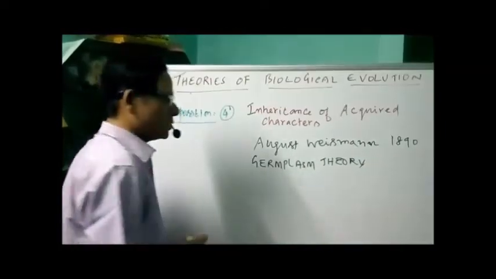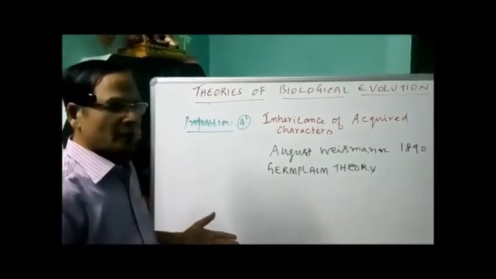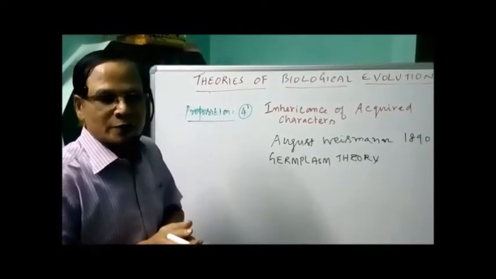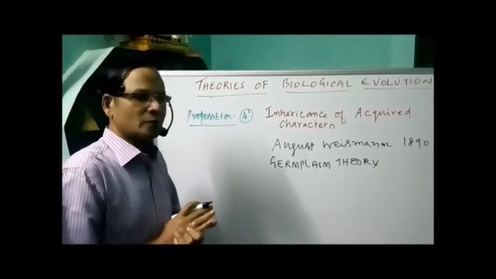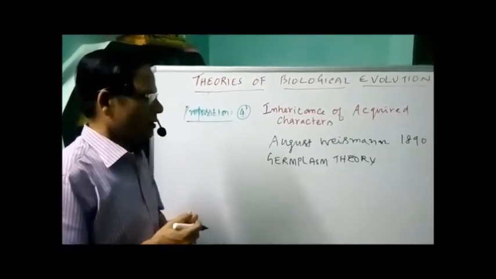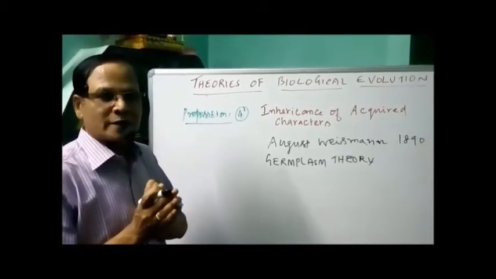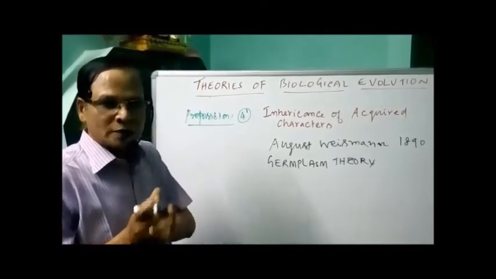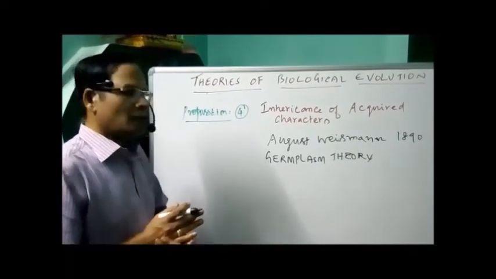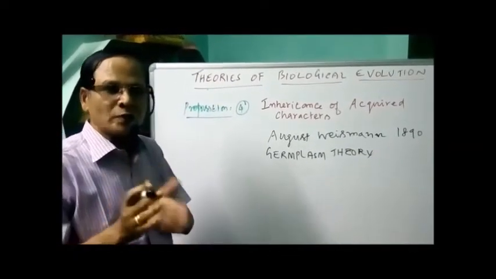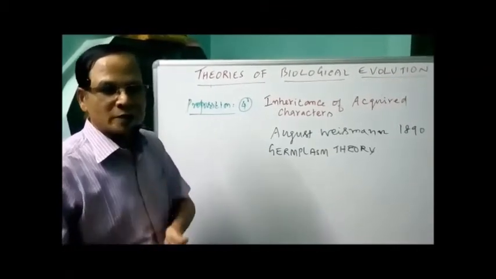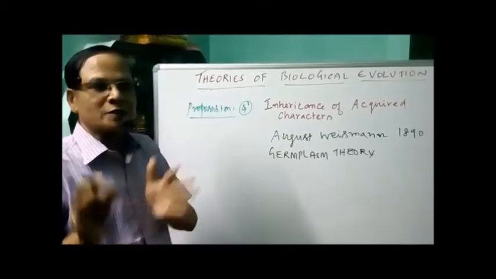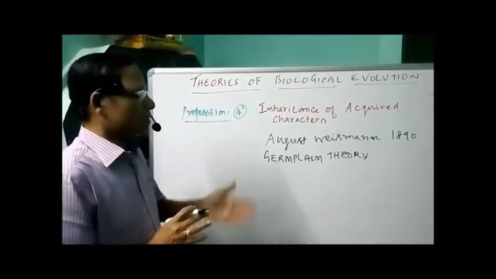Based on this theory, he explained that any change in the somatoplasm will not be transmittable. Somatoplasm means any change in the body cells. If a person gets a scar because of an accident, that scar will not be transmitted to his son or daughter. That's the meaning. If there is any change in the germ plasm, the germinal cells, either the egg or the sperm, it will be transmitted to the next generation. That is called germ plasm theory.